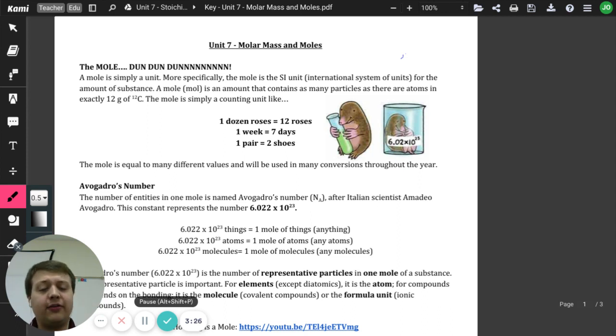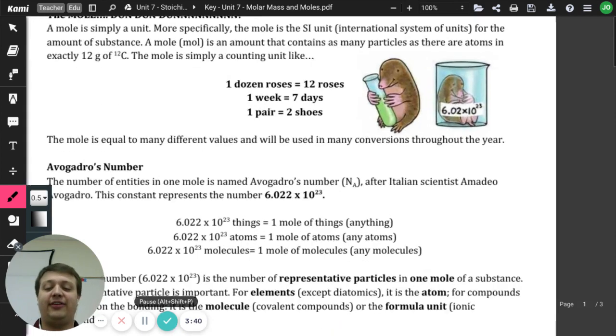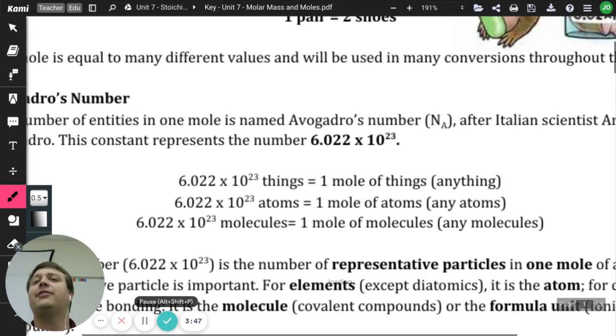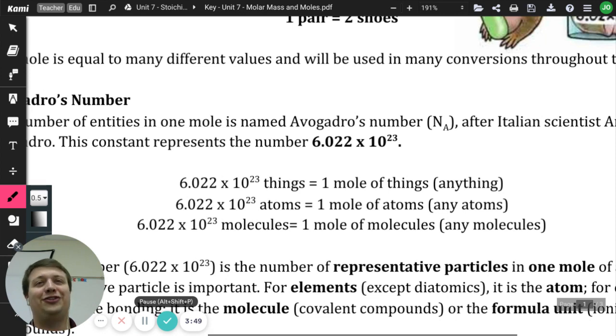So Avogadro's number. Again, Avogadro's number is 6.02 times 10 to the 23rd power. Now, we're going to use that number enough that you're eventually going to have it memorized, but for now, it is just going to be a number that you are given. Now, yes, I recognize that on our paper here, it says 6.022 times 10 to the 23rd. That's just a little bit more specific. It technically can go on quite a bit further than just 22, but we will round it a lot of times into just 6.02 times 10 to the 23rd.